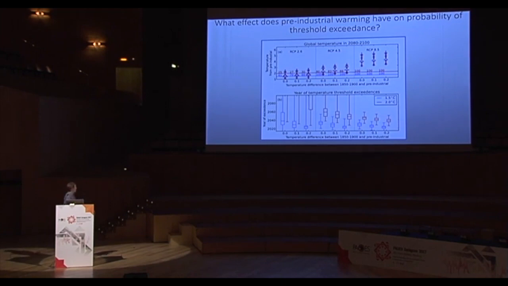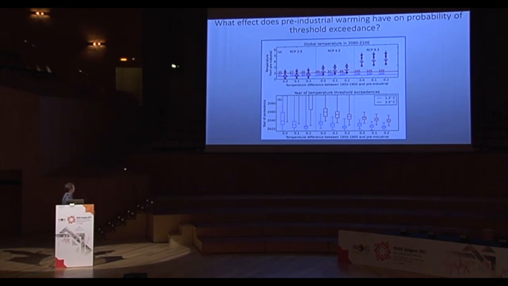And equally, if we're interested in the year of temperature threshold exceedance, here I'm plotting when 50% of model runs are above the threshold. As you can see, this is very dependent on the amount of warming that's happened up until 1850 to 1900. So if you concentrate on the RCP 2.6, which is here, you can see if there's 0 warming, the blue is the likelihood of exceedance of 1.5 degrees.